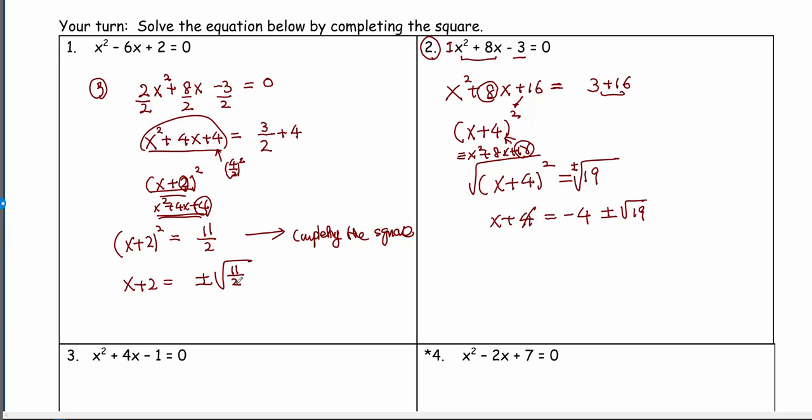11 over 2, you can simplify it, okay? Times 2 over here, which is what? Plus or minus square root 22 over 4, so plus or minus square root 22 over square root 4, which is what? 2, isn't it? This is 2, right? After that, you can subtract 2 again, right? So what is that? x equals negative 2 plus or minus square root 22 over 2. That's the right solution set.